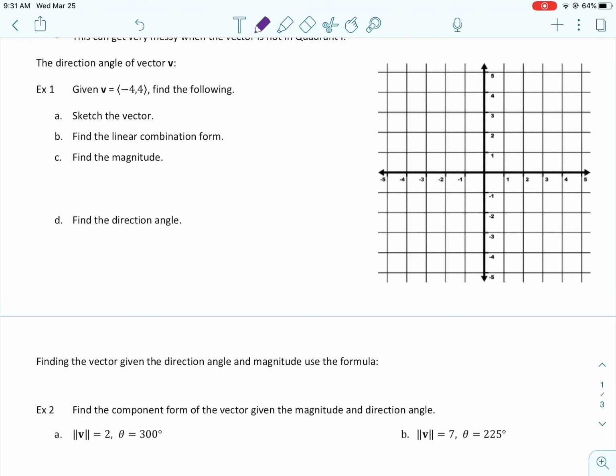All right, so let's do a bunch of those things with a new vector v that has the components -4, 4. So the first part, we're just going to graph it. We would go to negative 4, 4. That's going to be the terminal point of your vector. I drew an arrow there, and we're going to start at the origin. There. That's vector v.